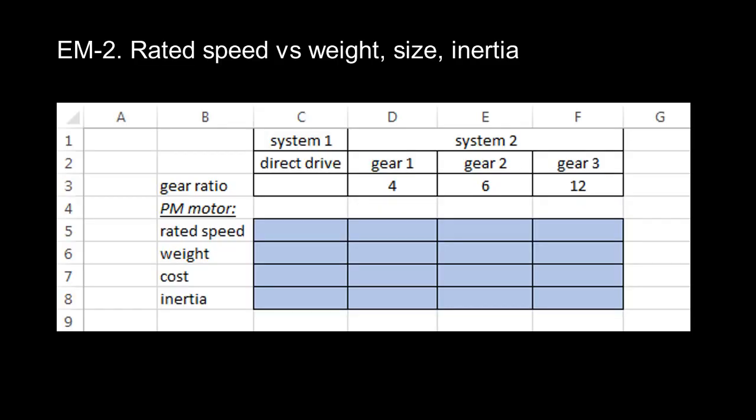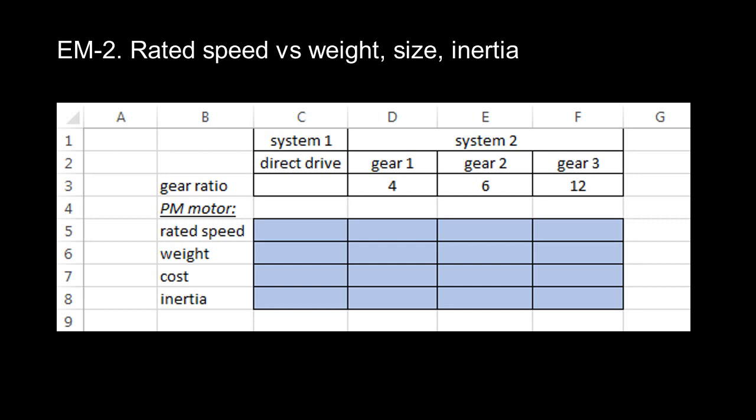It is recommended that you make a table in Excel like the one on the screen, where you have in column C system 1, direct drive, and in the three columns D, E, and F you have systems according to the second topology with a gearbox. You see in line 3 there is a gear ratio of 4, 6, and 12. Further down we see the cells shaded light blue, and these are the cells where you are to record the motor parameters. Please use only permanent magnet synchronous motors for this exercise.